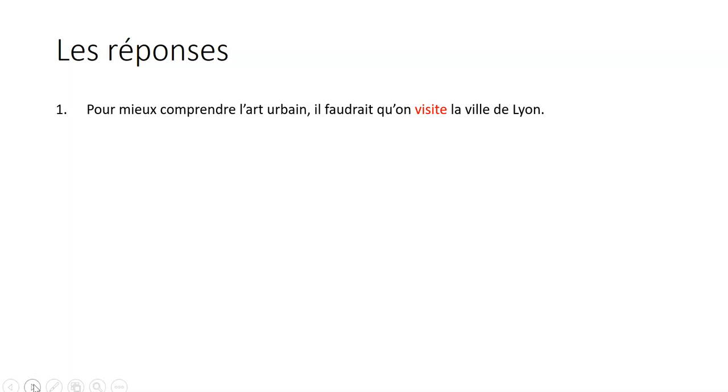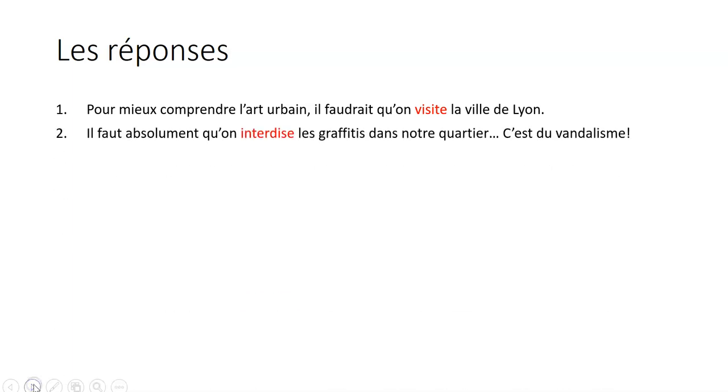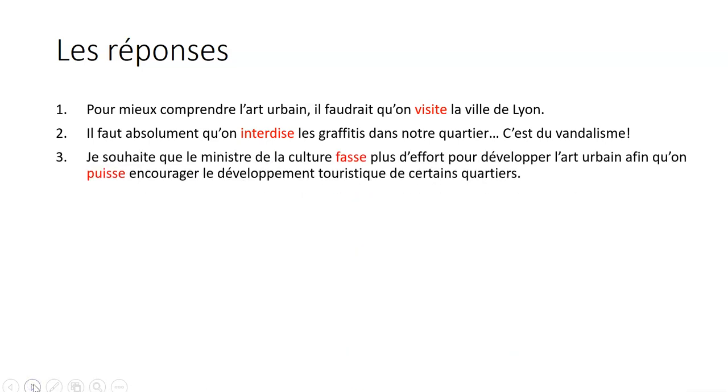Okay, number one, pour mieux comprendre l'art urbain, il faudrait qu'on visite la ville de Lyon. Okay, visiter, it just takes an E at the end, nothing irregular there. Numéro 2, il faut absolument qu'on interdise les graffitis dans notre quartier. C'est du vandalisme. Il faut qu'on interdise is the subjunctive form here. Il faut is an obligation. It's impersonal form. Numéro 3, je souhaite, I wish, que le ministre de la Culture fasse, okay, very irregular but super useful, faire, a verb, plus d'efforts pour développer l'art urbain, afin qu'on, okay, in order that, puisse, that's pouvoir, another very irregular verb, but super useful, encourager le développement touristique de certains quartiers.